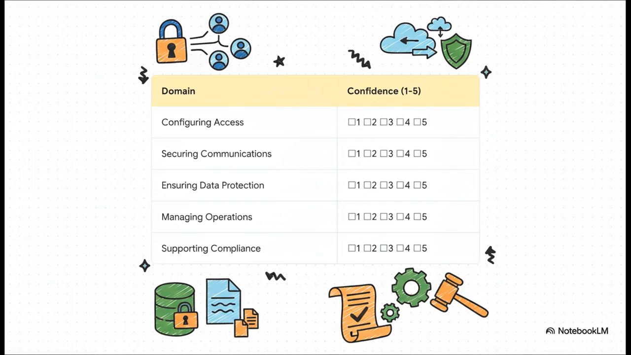And the idea is powerful. Just go down the list of the big domains we talked about and be honest with yourself. Rate your confidence on a scale of 1 to 5. Look, this isn't about getting a perfect score. It's about finding those areas where you're a little shaky so you know exactly where to focus your study time.